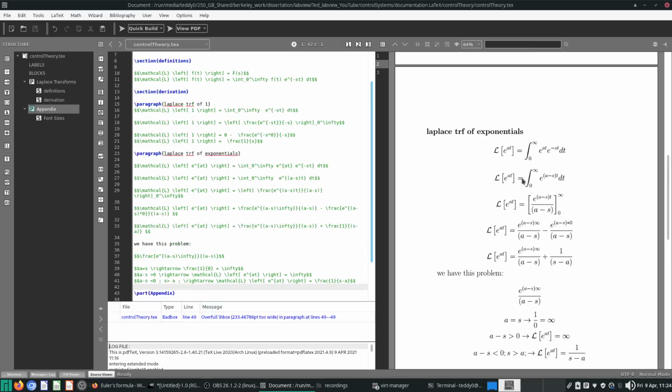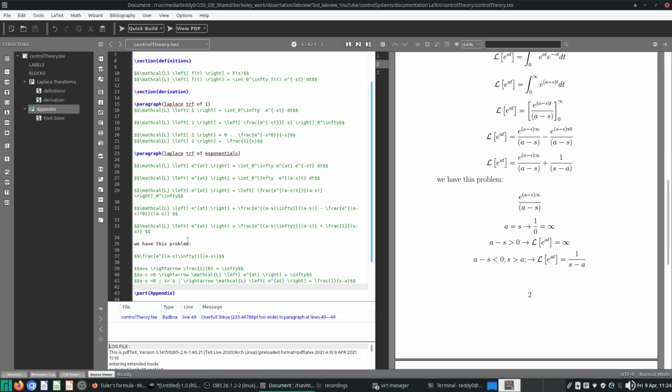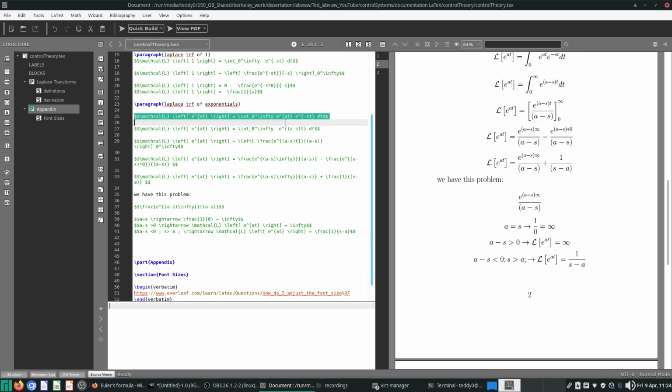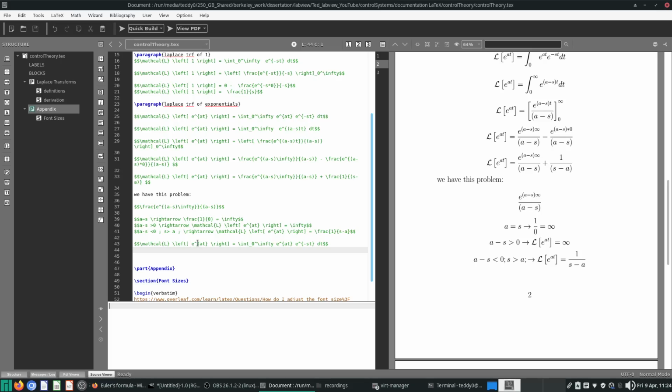Last time we were talking about the Laplace transform of some exponentials, e to the minus at, where a is some positive real number. So let's deal with the other side. I think it's going to be pretty much the same. So we'll have the Laplace transform of e to the minus at this time.